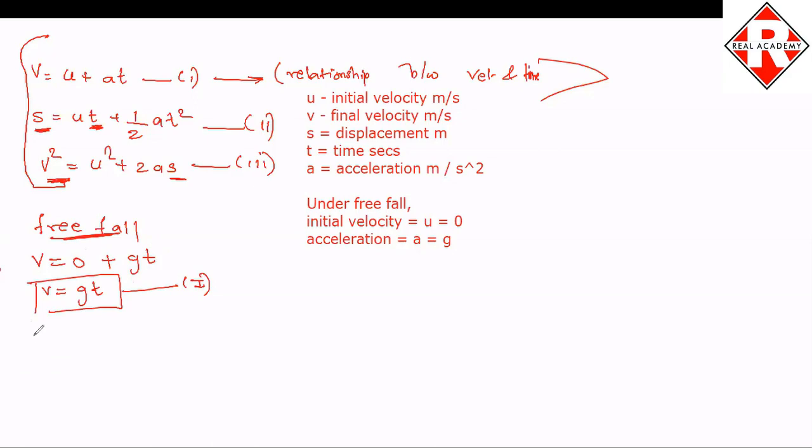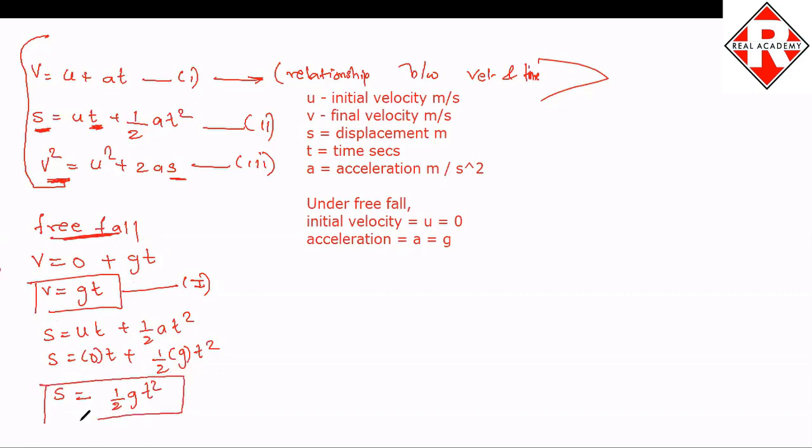Now consider the second equation: s is equals to ut plus half at square. s will remain as it is. u becomes 0 under free fall. a becomes g under free fall, with t square. So we'll be left with s is equals to half g t square. This becomes the second kinematical equation under free fall.